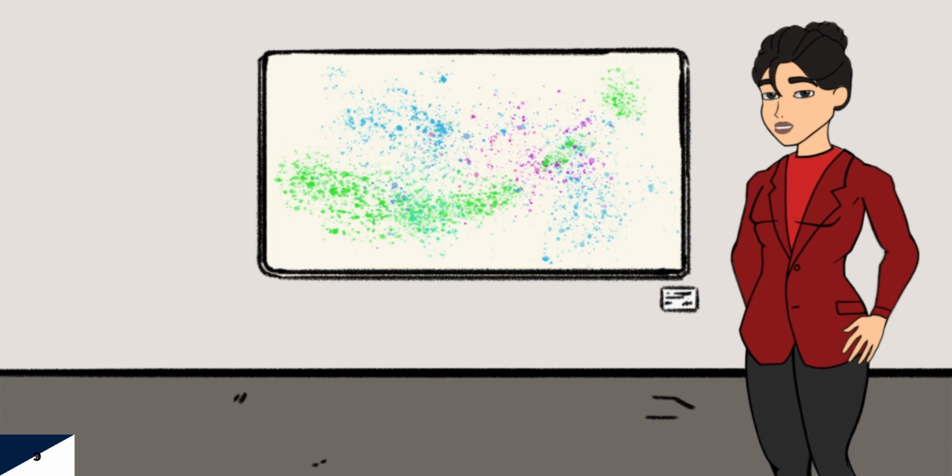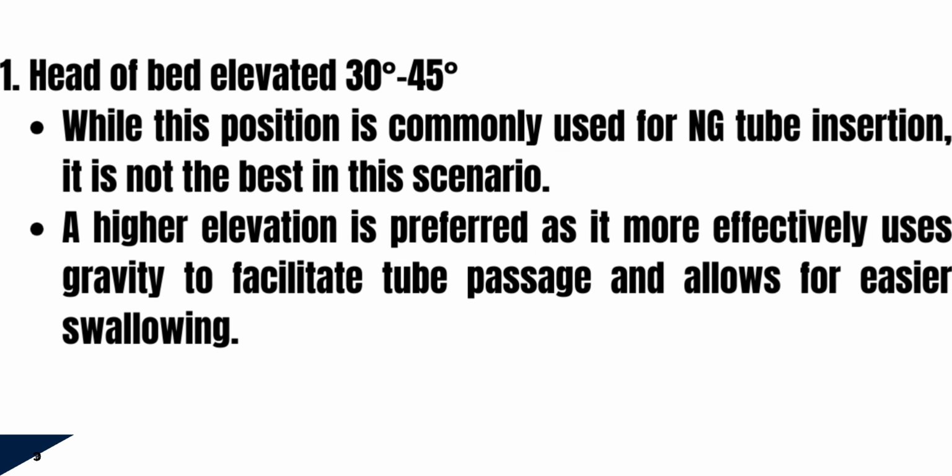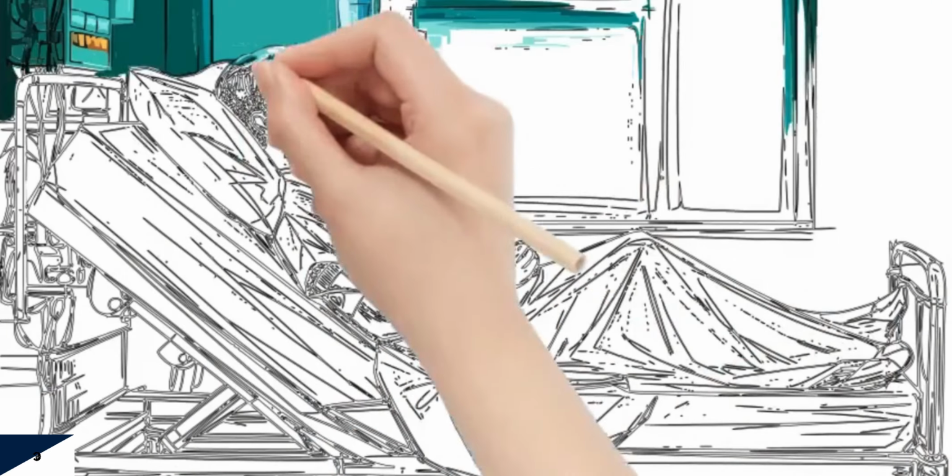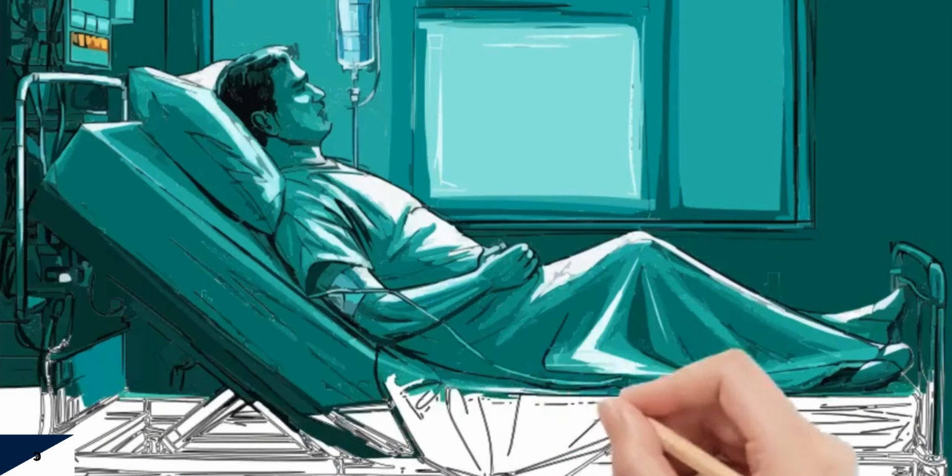Which is the correct answer? 1. Head of bed elevated 30 degrees to 45 degrees. While this position is commonly used for NG tube insertion, it is not the best in this scenario. A higher elevation is preferred as it more effectively uses gravity to facilitate tube passage and allows for easier swallowing. This photo shows a patient on a bed elevated at 35 to 40 degrees.